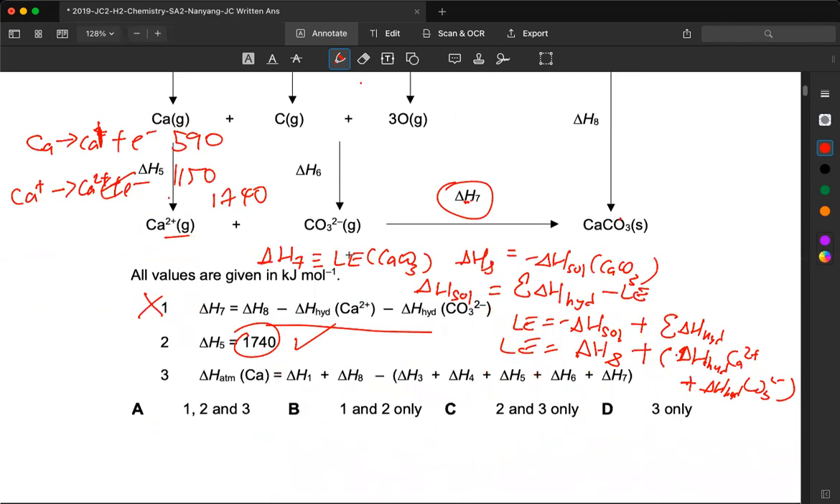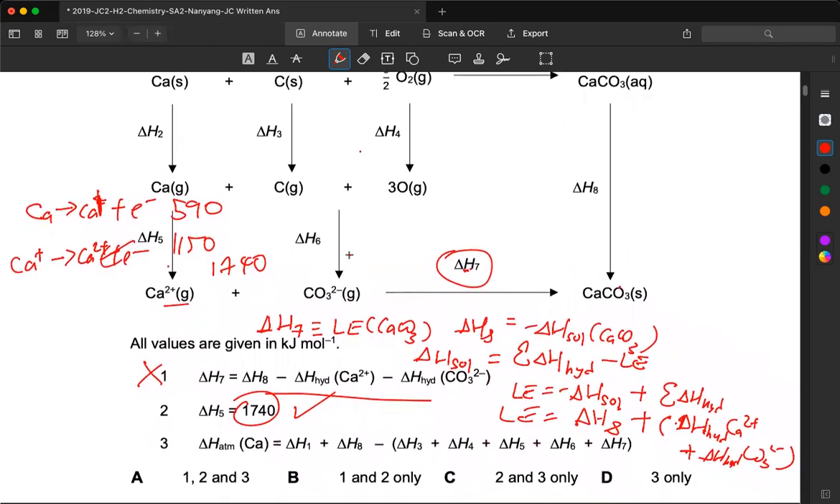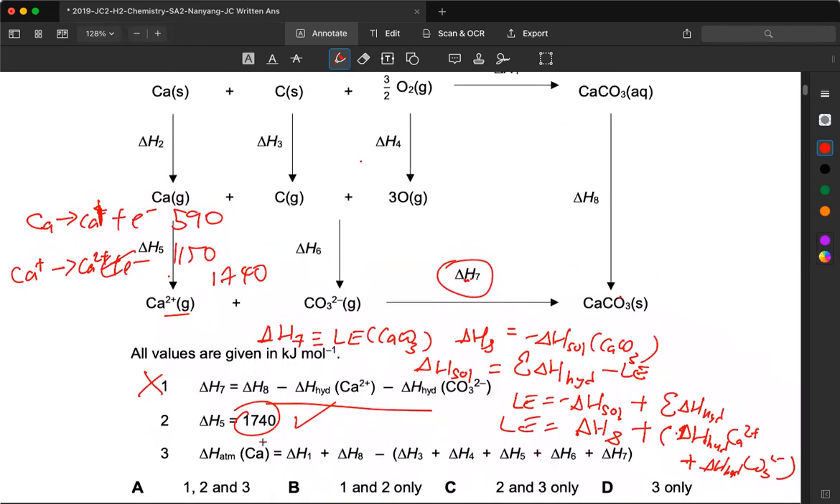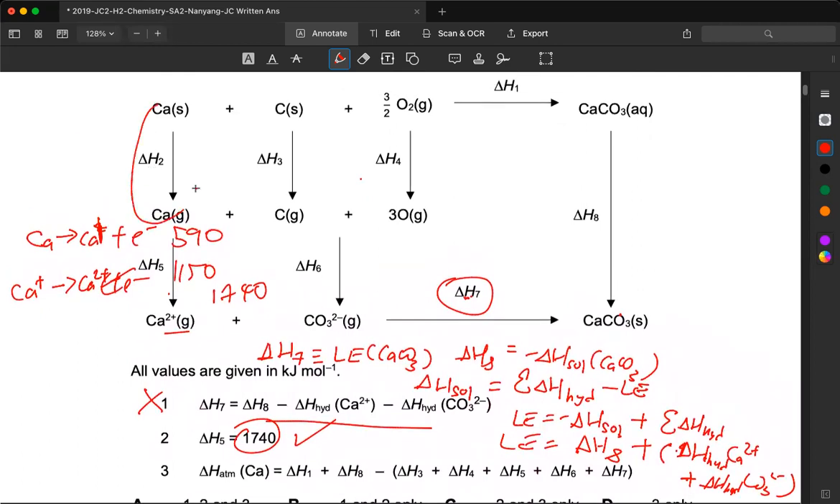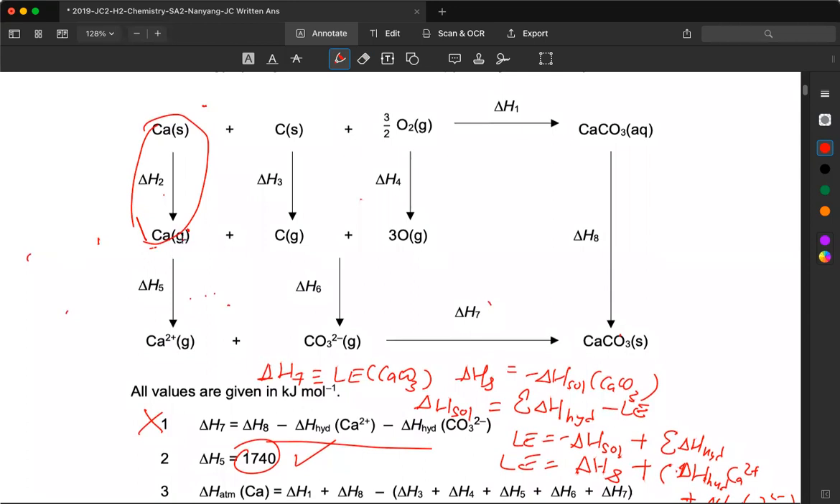Statement 3, you have to use Hess's law. They say that enthalpy change of atomization of calcium. Okay, where is calcium? Which is here. This is atomization. Let me erase this first. So this is calcium. This is atomization, the definition from solid becoming gas. This is enthalpy change of atomization, 1 mole of gaseous atoms from its elemental state.